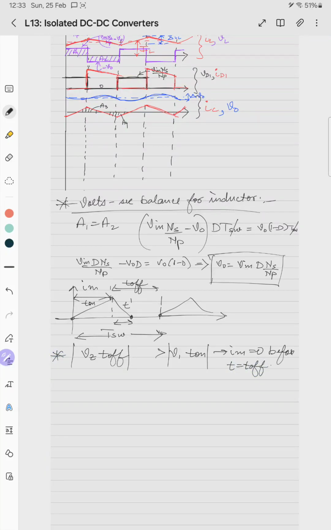This is the condition for the selection of the voltage clamping diode. From this we can select the value of Vz. So Vz is greater than the magnitude of V1 into T on by T off, that is D by 1 minus D. This should be the value of the Vz.